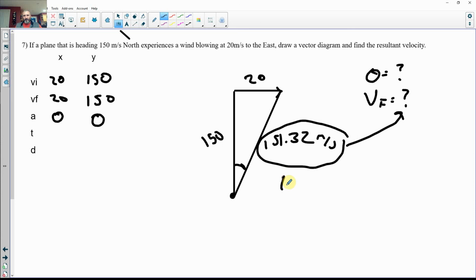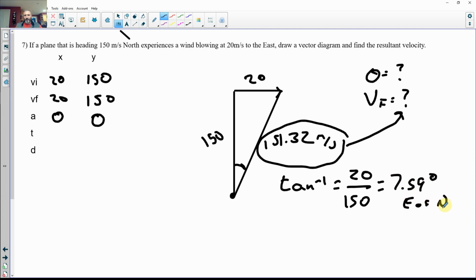And for our angle, I would say we're going to do inverse tangent because we have the two sides, so we're going to go backwards. Inverse tangent, opposite over adjacent, 20 over 150, because this is the opposite side of this angle, this is adjacent to this angle. So 20 divided by 150 gives a theta of 7.59 degrees east of north. We went north first, and then we turned and went east, so we're going 7.59 degrees east of north.